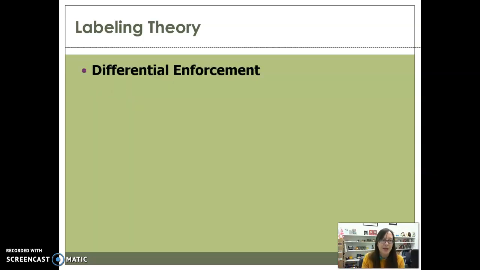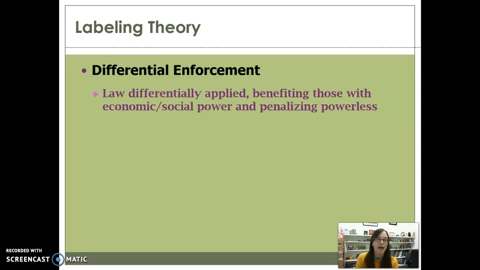So part of the labeling theory then takes into account the idea of differential enforcement, which means that it's not only about what we consider to be good versus bad behavior, but it's also about what kind of behavior is enforced and what kind of laws are enforced. So what kind of behavior is seen as bad enough that it needs to be enforced? And so this does not apply the same across the board, unfortunately. So the law is differentially applied, and it does benefit those with more economic and social power, and it tends to penalize the powerless. So if you have social power, you have economic power, the law is not applied to you in the same way as somebody who does not have those things.